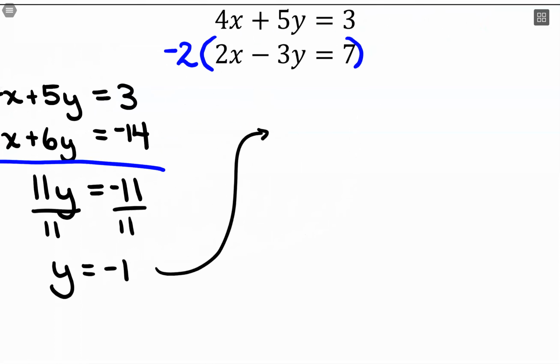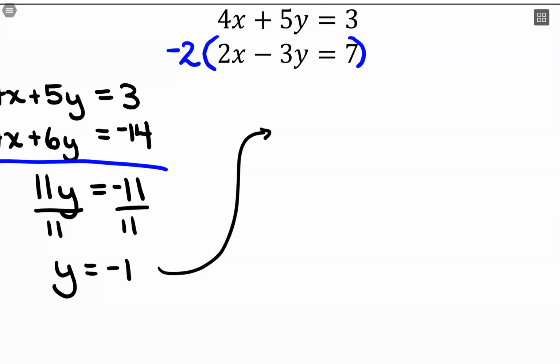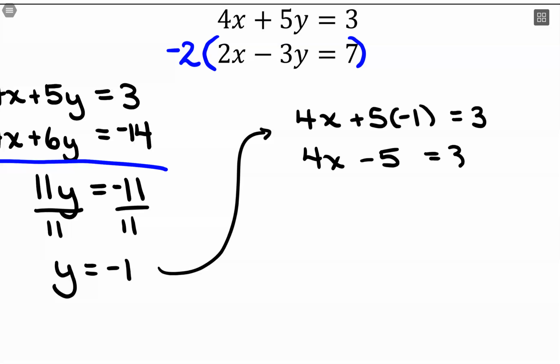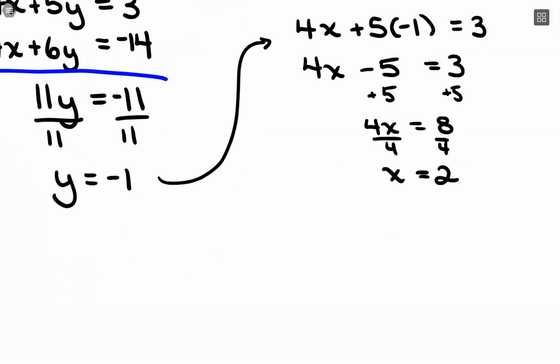Then I just need to back substitute so that I can solve for x. Let's use the 4x plus 5y equals 3. It doesn't matter which equation you use, so 4x plus 5 times negative 1 equals 3. So 4x plus 5 times a negative 1 would be a negative 5. I'm going to add 5 to both sides. So I have 4x equals 8. Divide by 4, and x is equal to 2.